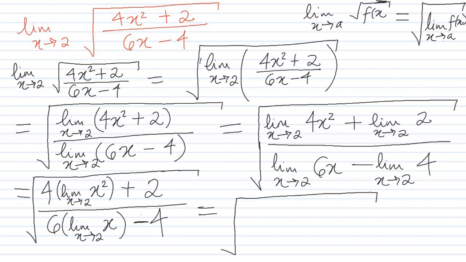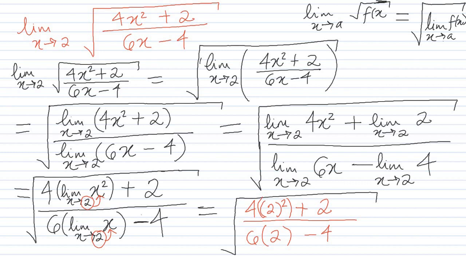So that's equal to 4 times, so x going to 2 is going to be substituted here, as you can see in the red marker with the circles and the arrows, and here as well in the denominator, we're going to substitute that. So we have 4 times 2 squared, plus 2, divided by 6 times 2, minus 4.